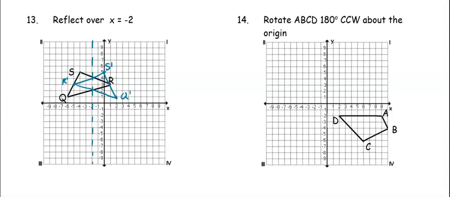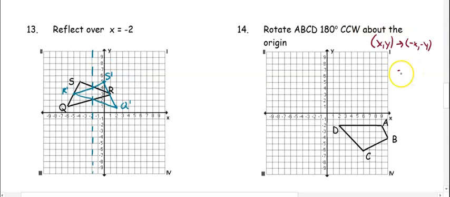In number 14, we want to rotate 180 degrees counterclockwise about the origin. So (x, y) is going to stay in the same order, but is going to switch the signs. So A is at (9, -2). So we switch the signs. We're now at (-9, 2). B is at (10, -4). So when we switch the signs, B prime is now at (-10, 4).